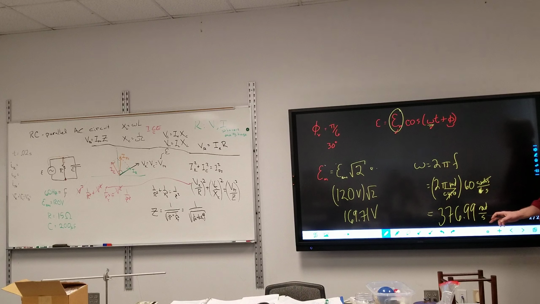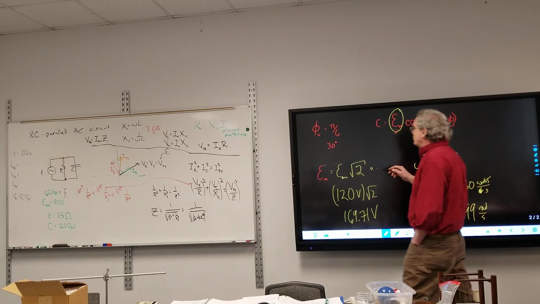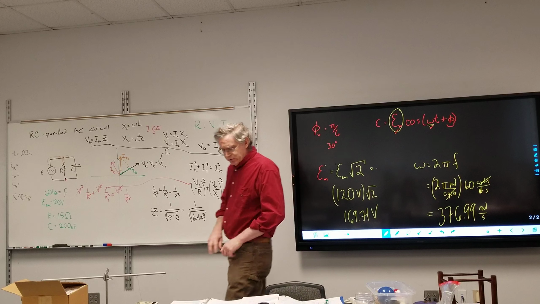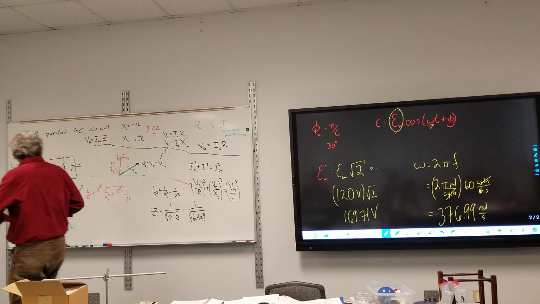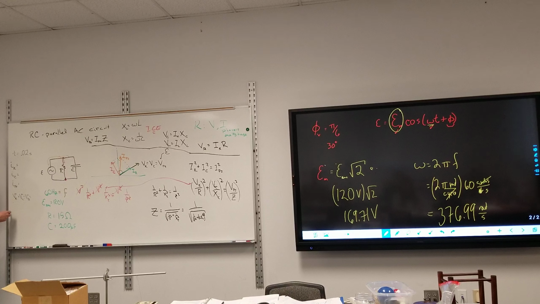Sorry, units? Radians per second. All right. So I have my equation there for the voltages already. The voltages are going to be 169.71 volts.